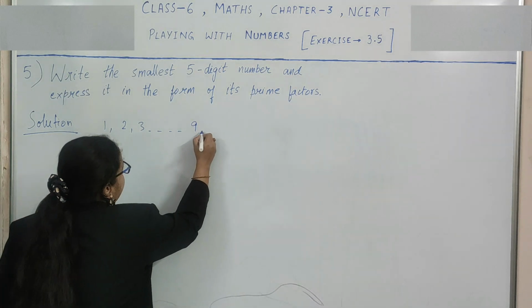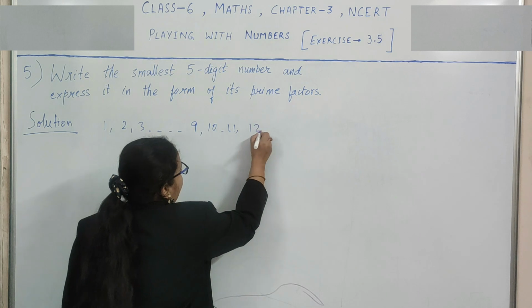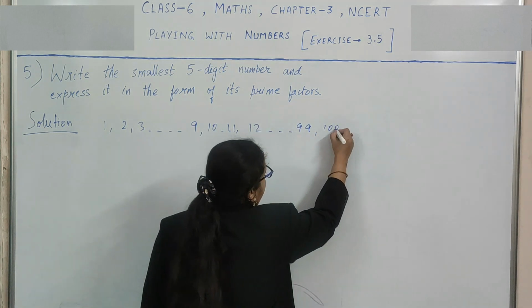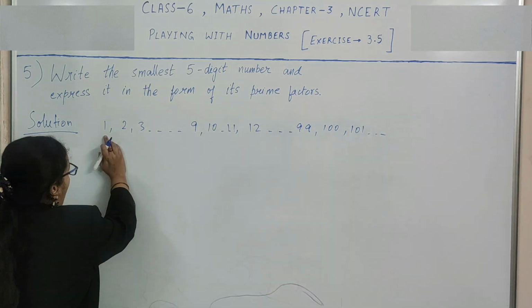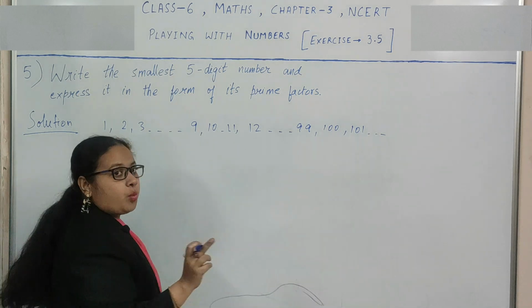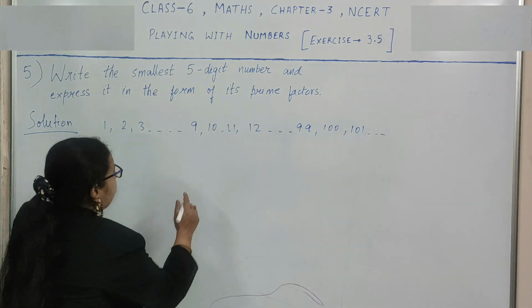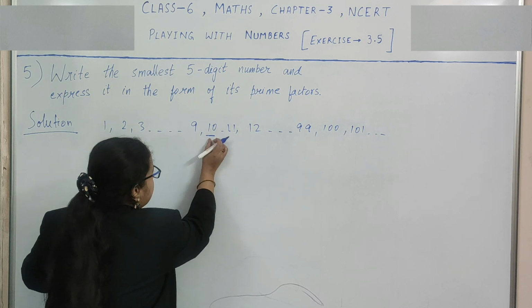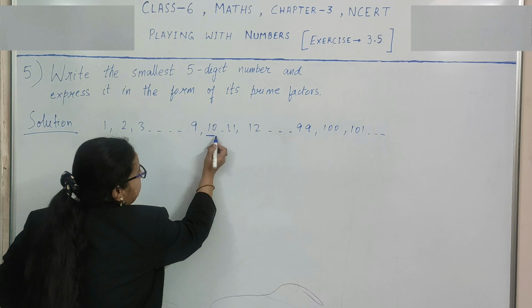We have 9, 10, okay, 11, 12 and so on. We go to 99, then we have 100, 101, and so on. So all these numbers from 1 to 9 are 1-digit numbers. They have only 1 digit, but after 9 we have 2-digit numbers. See, 1 and 0, 1, 1. Okay, this is a 2-digit number. So after 9 we have 2-digit numbers.